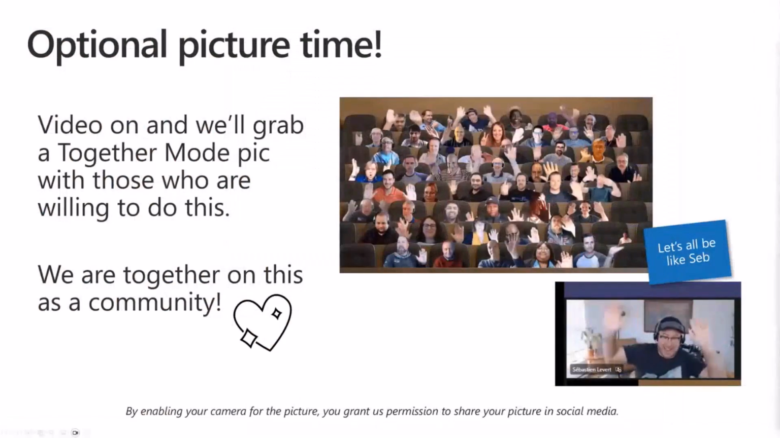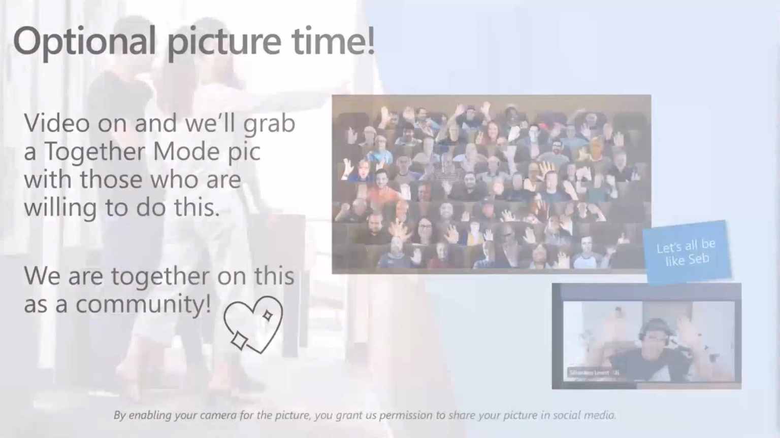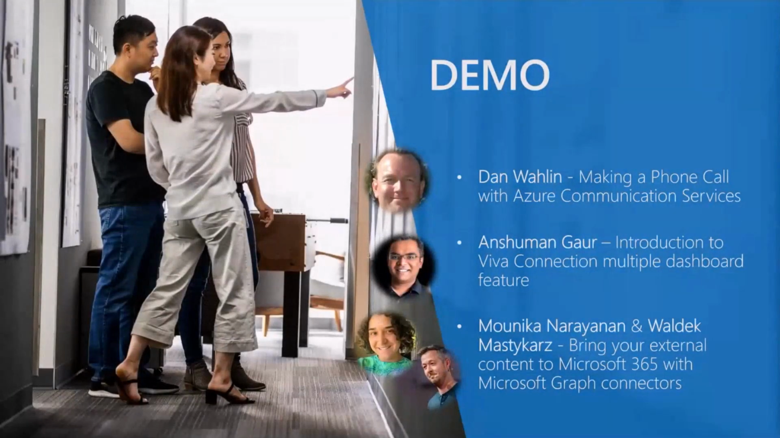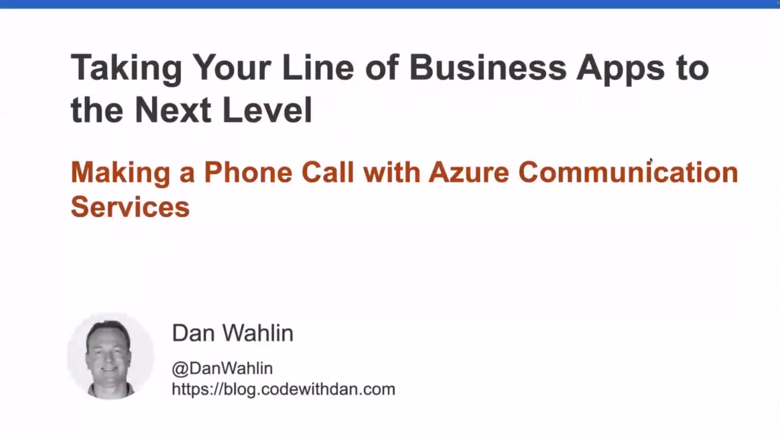Good. And then it is time to go to the actual stars of the day. We'll start with Dan Wahlin, and then we move to Anshuman. And then, last but definitely not least, we'll go with Mounika and Waldek Mastykarz on the Microsoft Graph connectors. But I think Dan is on the call, unless I'm completely mistaken. There he is. I am. So it's good to be back, folks.